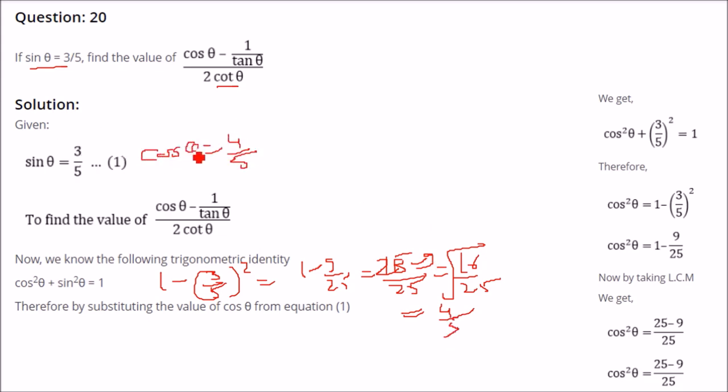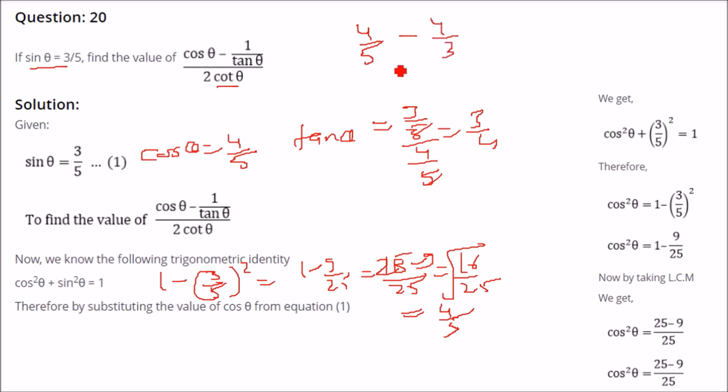So we have sin theta, cos theta. Now tan theta can be obtained by sin theta by cos theta. So it will be 3 by 5 by 4 by 5. It will be 3 by 4. Now put the value. Cos theta is what? 4 by 5. And 1 by tan theta, so tan theta, let us invert it. It will be 4 by 3.